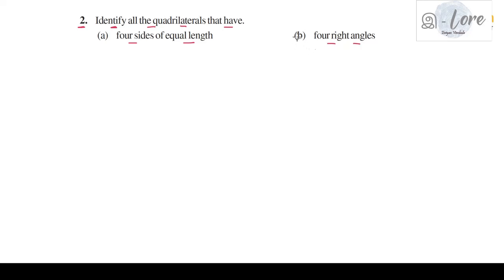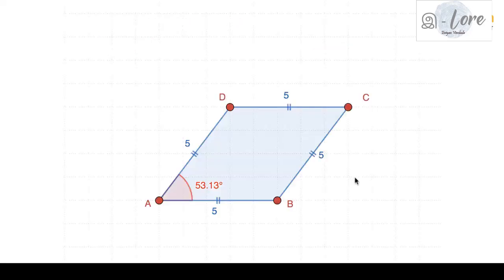Okay, so we have to identify all quadrilaterals that have 4 sides of equal length and that have 4 right angles. Let's start with the first part, quadrilaterals with 4 sides of equal lengths. Here's a simulation which shows a quadrilateral ABCD that has 4 sides of equal lengths. The length of each side of ABCD is 5 units, and we can immediately see that ABCD is a parallelogram, and more specifically it is a rhombus because all of its 4 sides are equal.